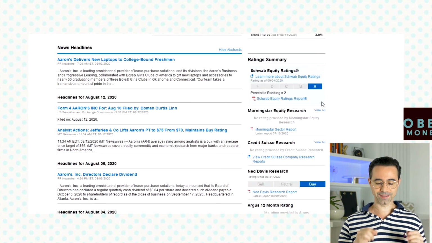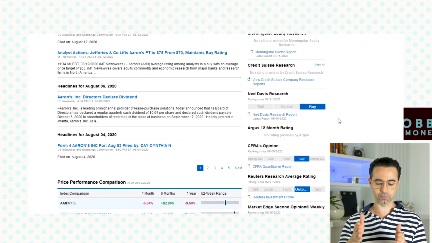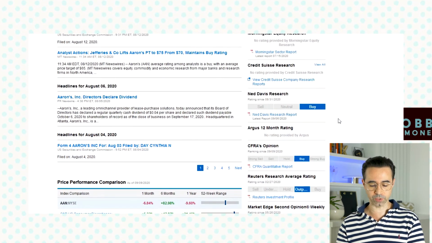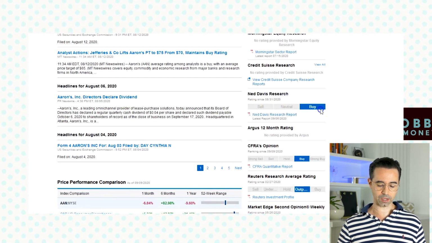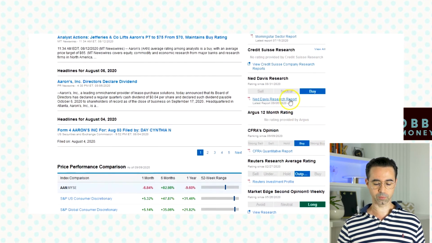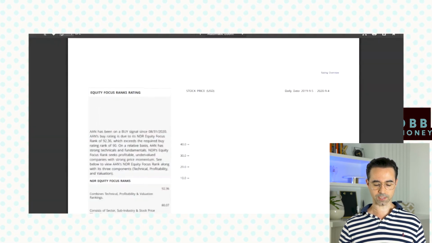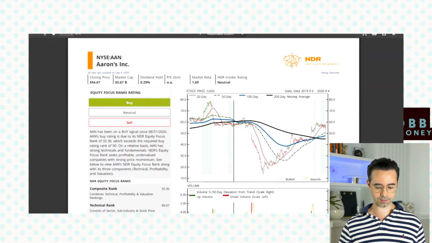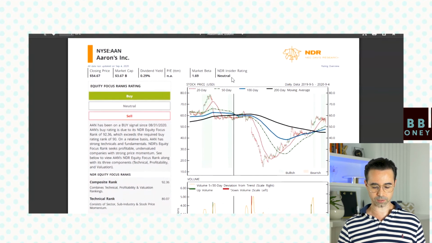So let's go back and take a look real quick. On the right side, it does tell you, without having to open up the Schwab equity rating, the different ratings. So Ned Davis Research, like we saw, was a buy, CFRA buy, Reuters outperform, Market Edge long. So we can go in and look at the Ned Davis Research report as well. This will tell us additional things, and we can read through the report, which is also a great thing.